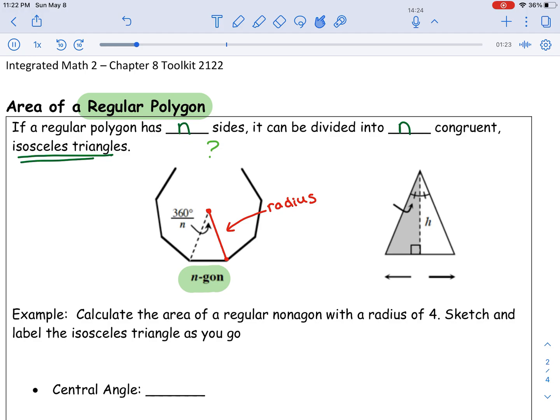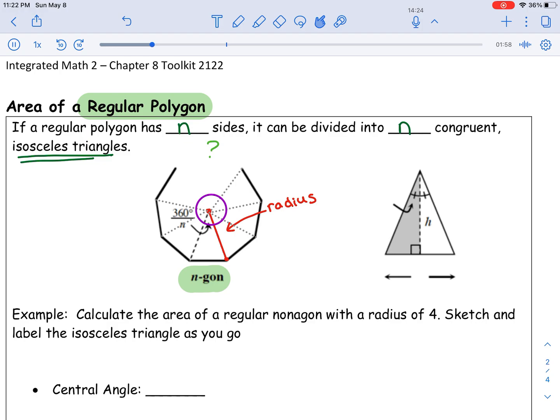And I know that if I take all of my isosceles triangles and I imagine drawing lines from each vertex to the center, I'm going to end up with a bunch of angles that make up the center of my polygon. Now the angles that form the center of my polygon are going to form a circle, which measures 360 degrees.